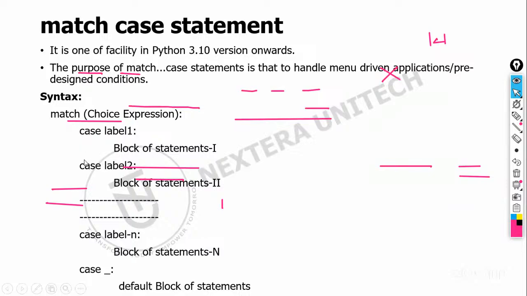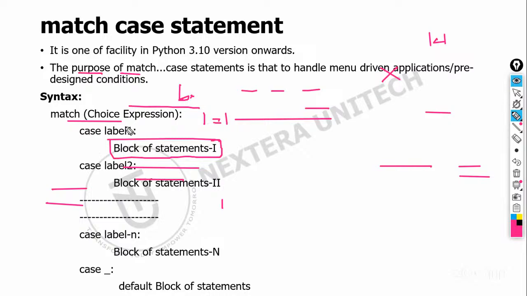The match and the case are the keywords. And this choice expression can take either int, str or bool. So these values can be passed for this choice expression. And if the value of this choice expression matches with a label, the respective block of statements gets executed. Assume the value of the choice expression is 1 and it matches with the label 1, it will execute the block of statements 1.